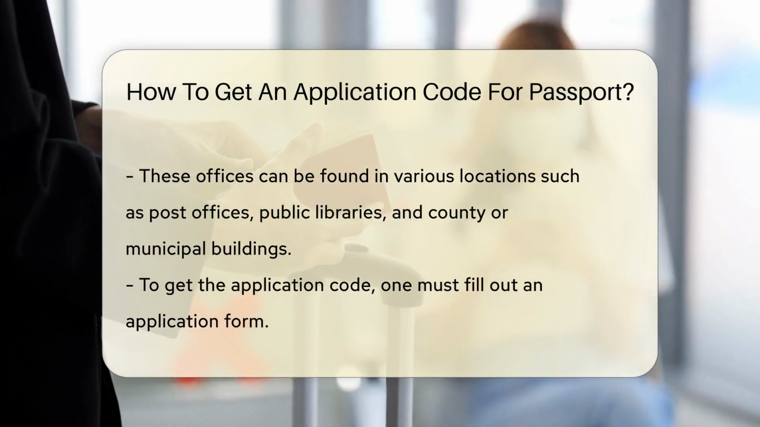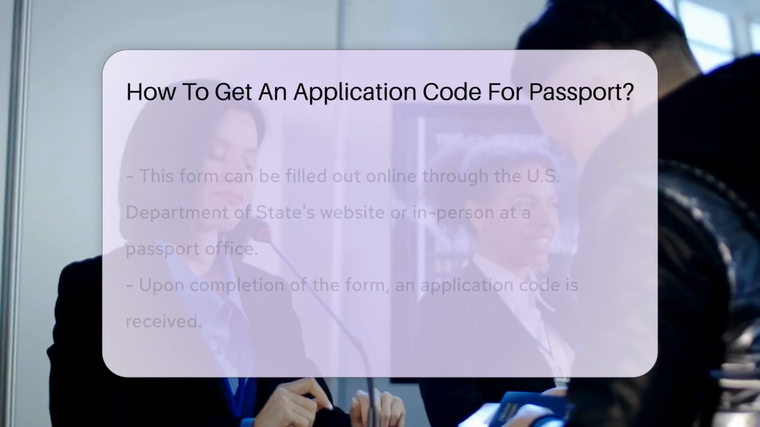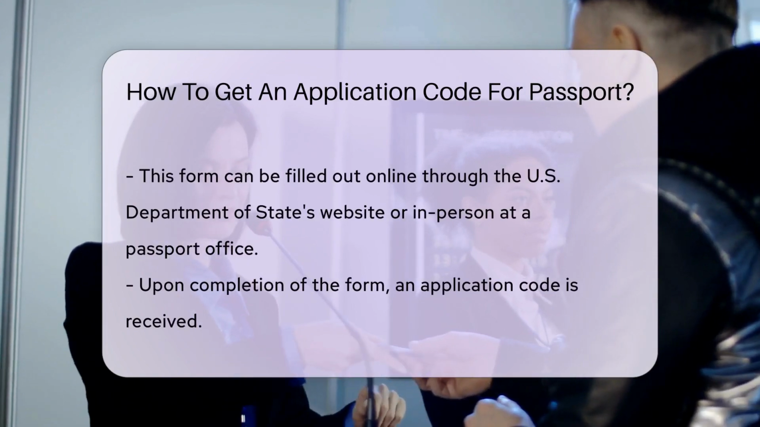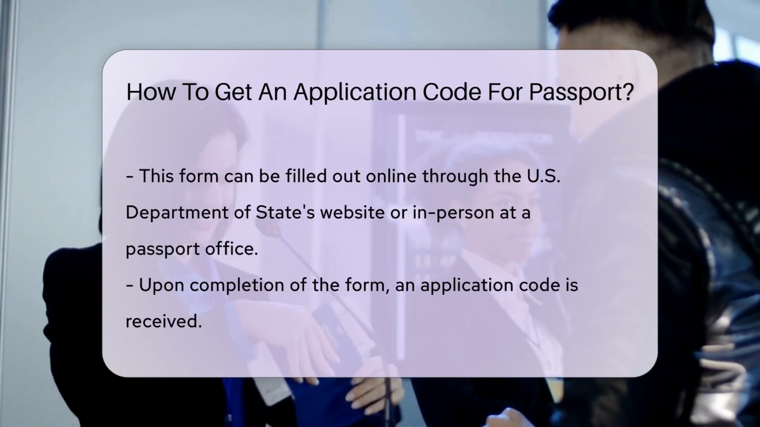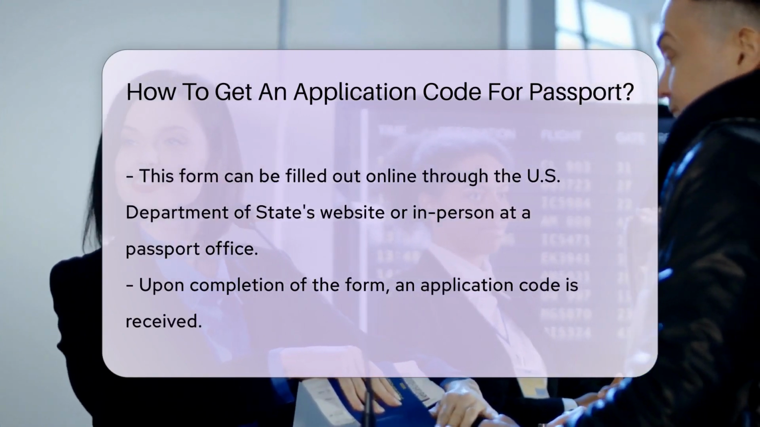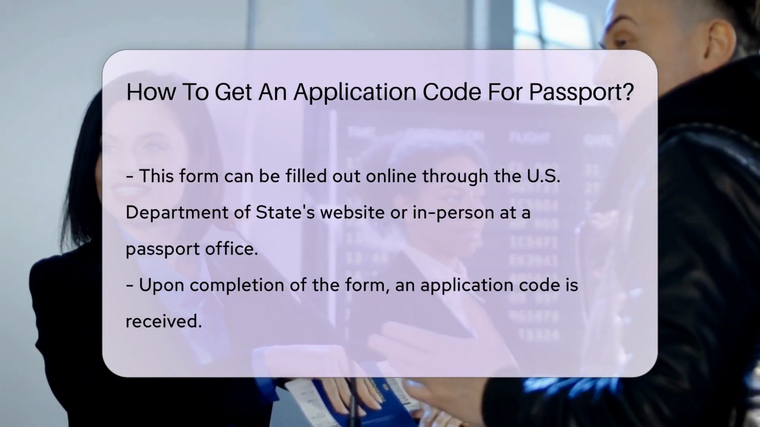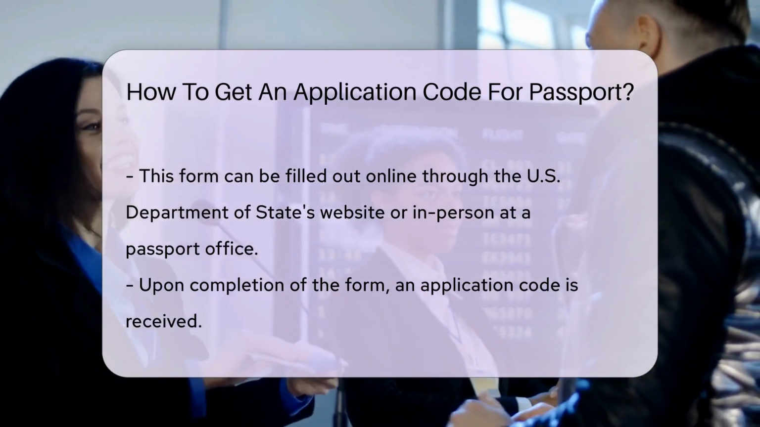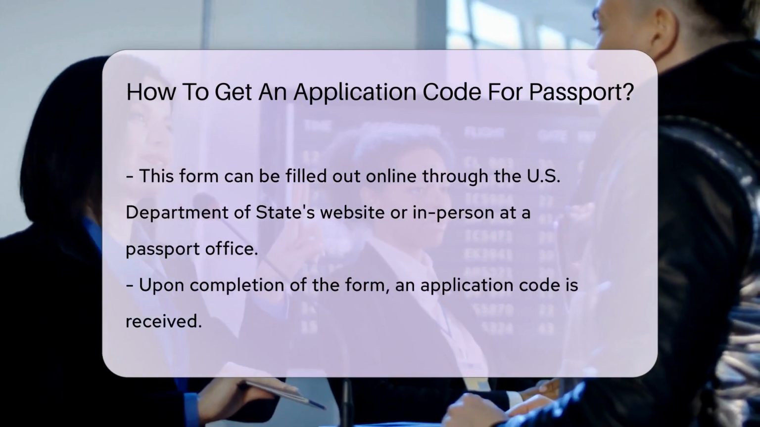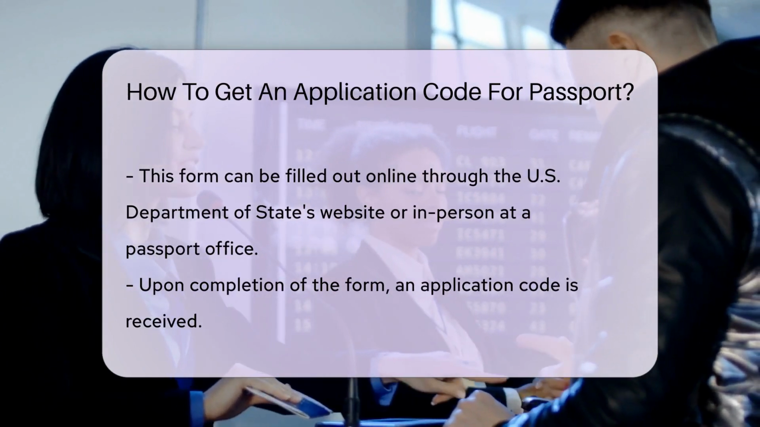To get an application code for a passport, you'll need to fill out an application form. You can do this online through the U.S. Department of State's website or in person at a passport office. Once you complete the form, you'll receive an application code. This code is essential as it allows you to track the status of your application.